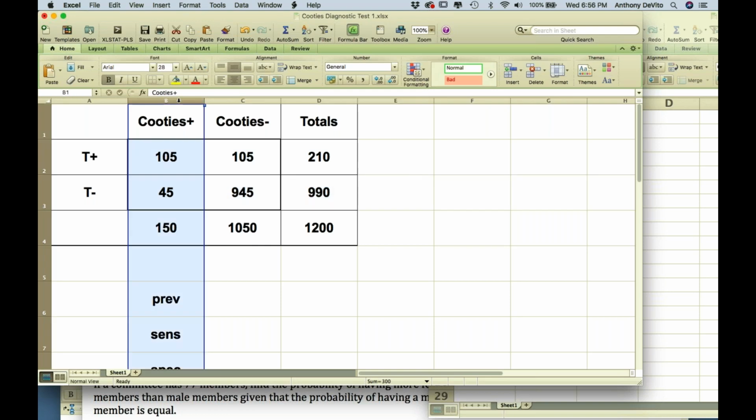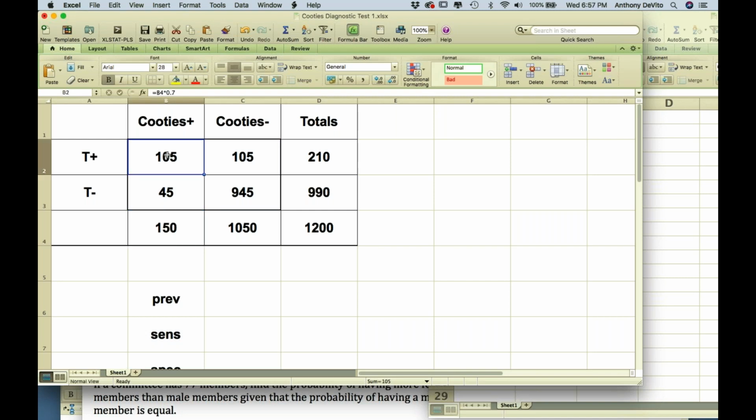In the columns are people that have cooties, that actually have the disease. Could have been diabetes, could have been any disease. We made up this fake one. And the other column is people that do not have the disease. Now, people who have the disease, there's 150 of them total.